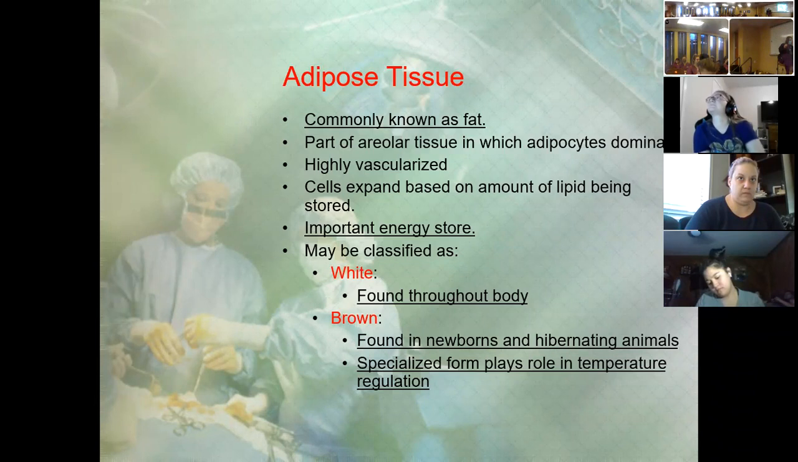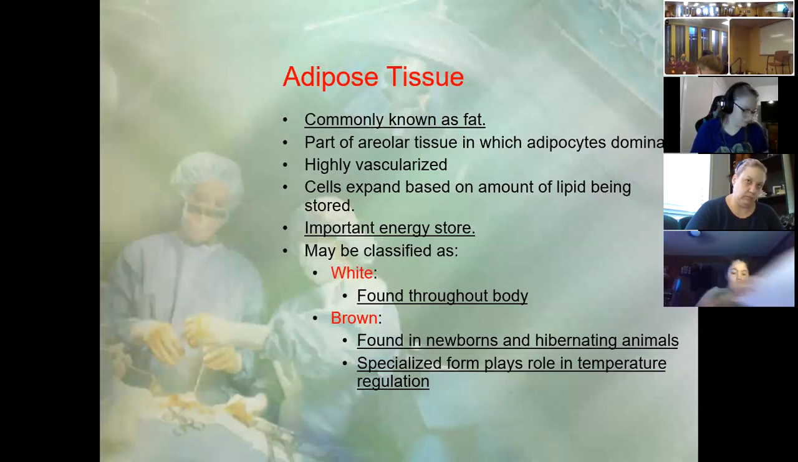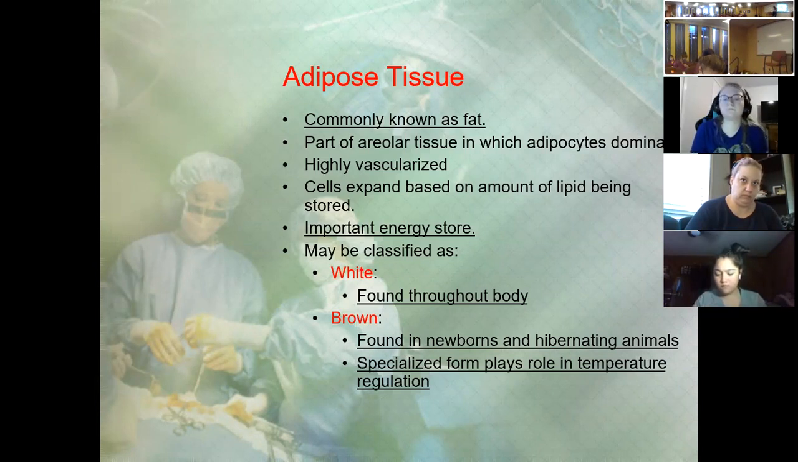Fabulous. So today we're going to continue where we left off on Friday. I know we spent more of a review day on Friday, which is fine. Today we're going to finish up our connective tissue, and then we're going to get into the last two of the four tissue types, muscle tissue and nervous tissue.